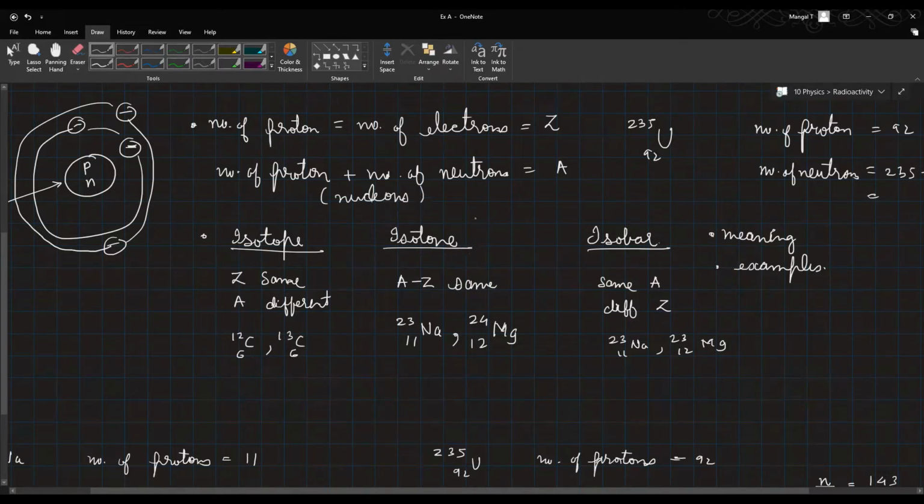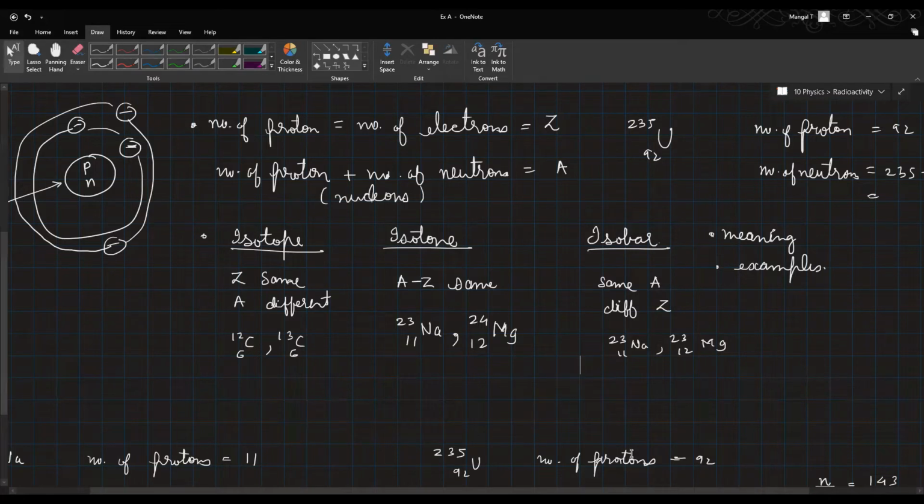Then you have isotones. In isotones, the difference between mass number and atomic number is same. Like here, 23 minus 11 and 24 minus 12 is equal. And isobars are different substances, but they have the same mass number. So here you can see 23 and 23.